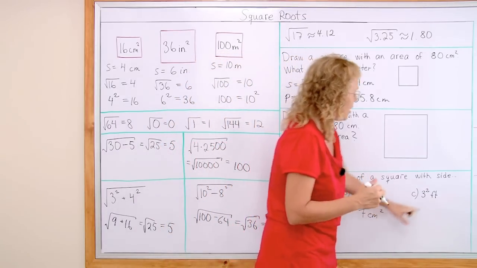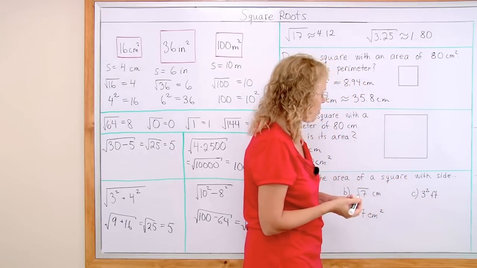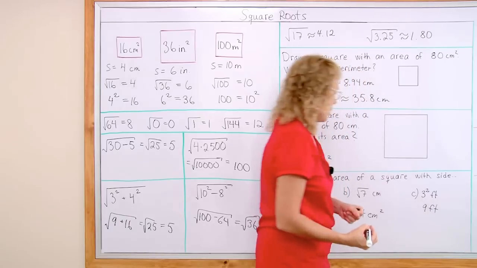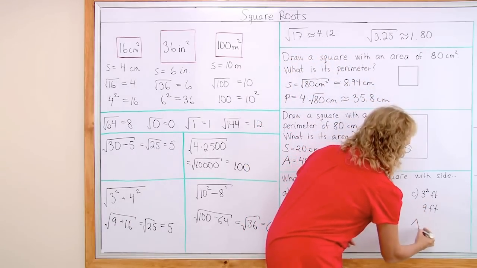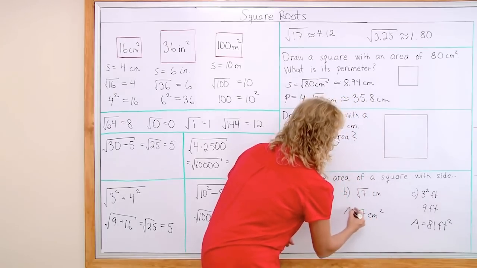Now here, I need to take this number and square it. It's already squared though. Well, but let's just simplify it. This is 9 feet, right? So the area is now 9 times 9, 81 square feet. And here I forgot area equals.